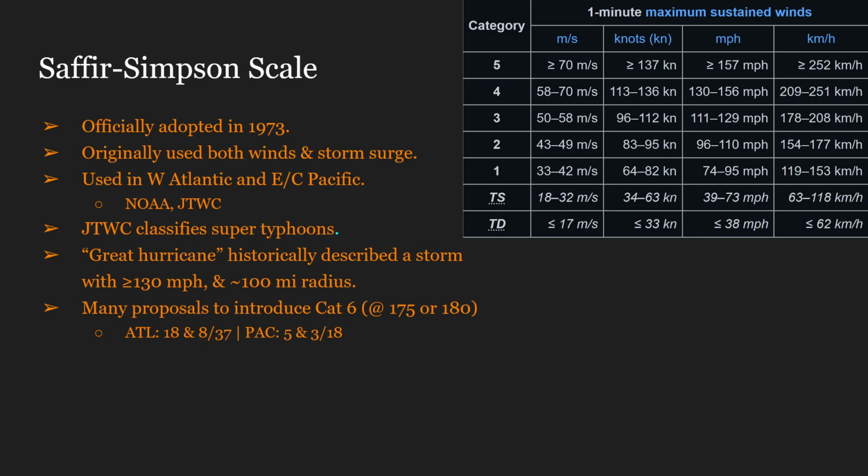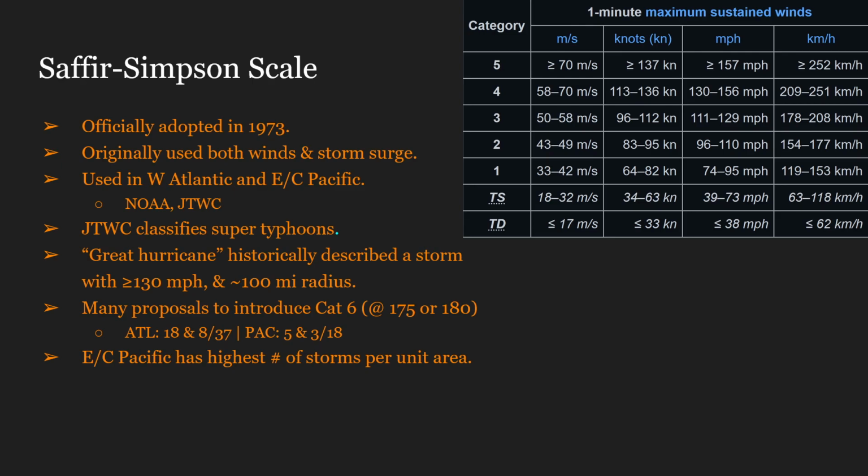And only 18 Category 5s have ever been recorded in the East and Central Pacific. So just 5 would be Category 6 if it was 175, and only 3 if Cat 6 started at 180, which is fair. I'd rather have the top scale only hold like 0.1% of storms that happen. It's the same with tornadoes, where well less than 1% of tornadoes are EF5s, which let's keep that way, of course.